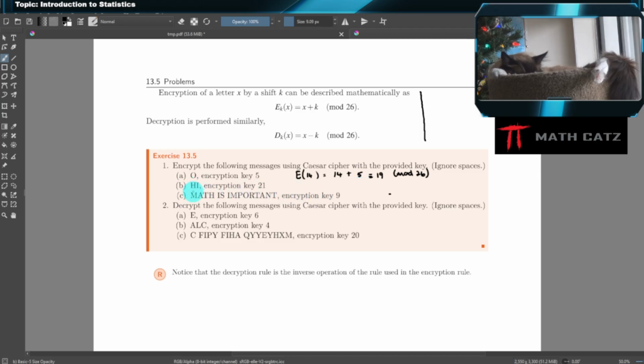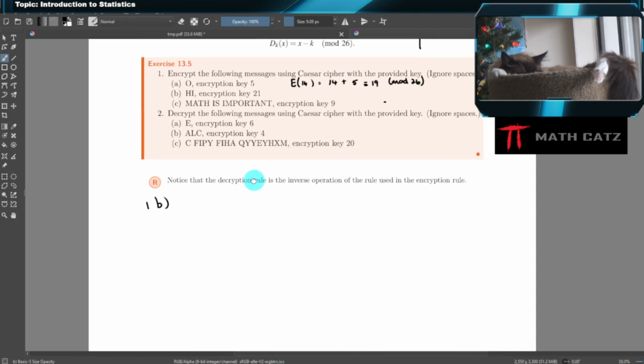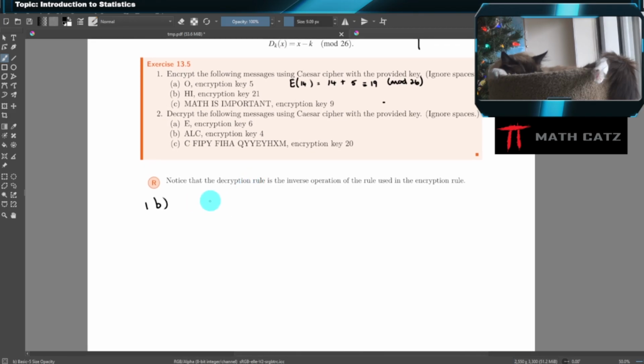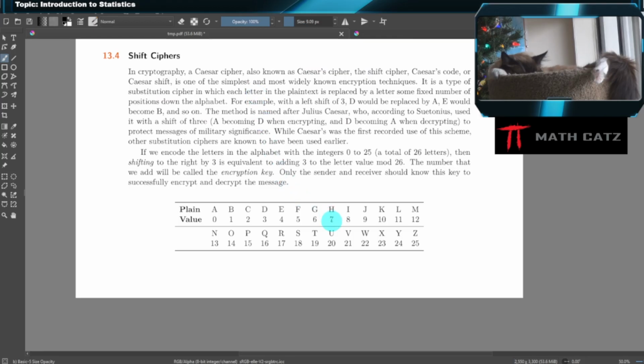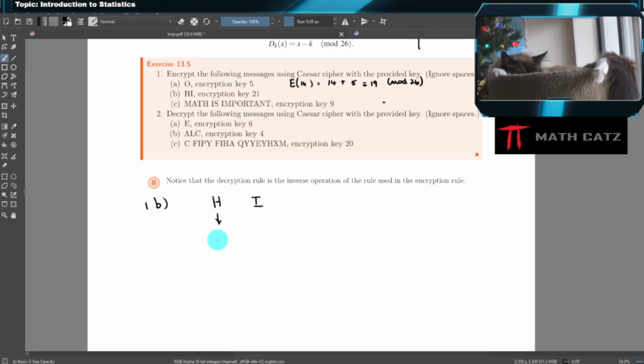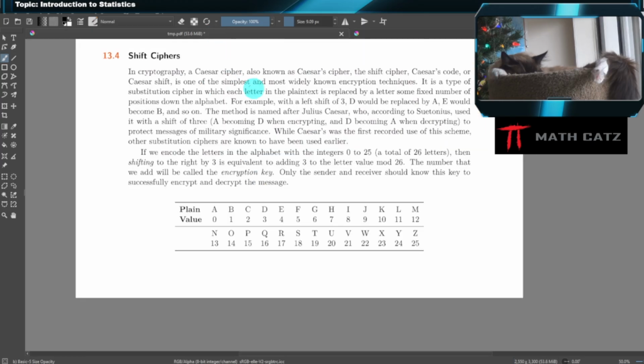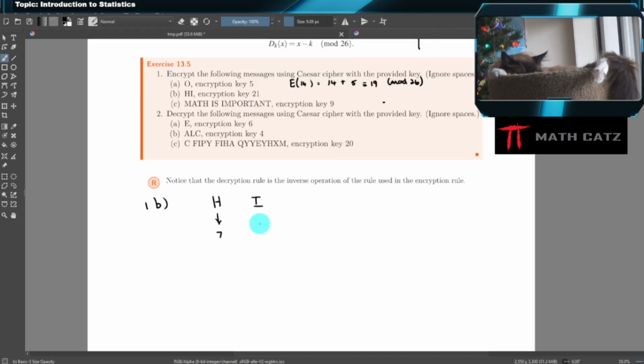If we want to encrypt the message hi, we'll do it over here. We do it one at a time. Let's just do it over here, 1B. We have more space over here. So we can maybe lay it out a little bit like that. H and I. H would have the value 7. I has the value 8. So we could do it like that. Then we're encrypting here.